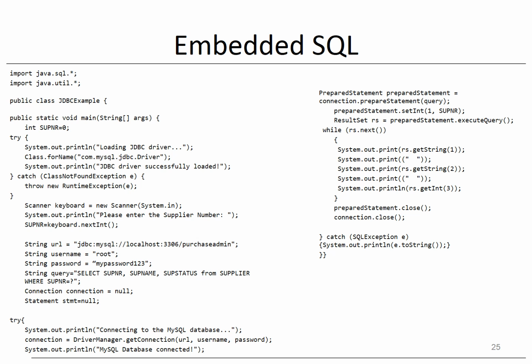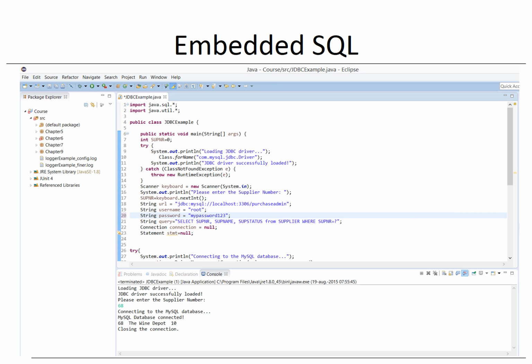To conclude the program, the prepared statement and connection objects are properly closed. Again, note that all these database statements are embedded in a try-catch block to accommodate any exceptions that may occur. Here you can see our JDBC program running in Eclipse, a popular IDE or integrated development environment for writing Java programs. You can see that we entered the supplier number 68 and our program returned 68, the wine depot, and 10.